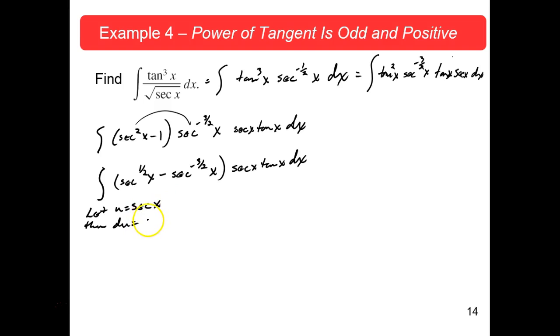Anybody? I can't hear. Tangent squared. No, you're doing backwards. Derivative of tangent is secant squared. Derivative of secant is, that's why we did it. Secant tangent. Strange but true.